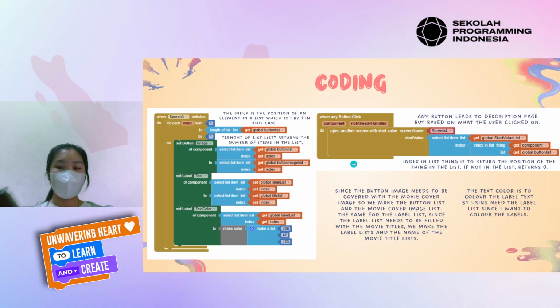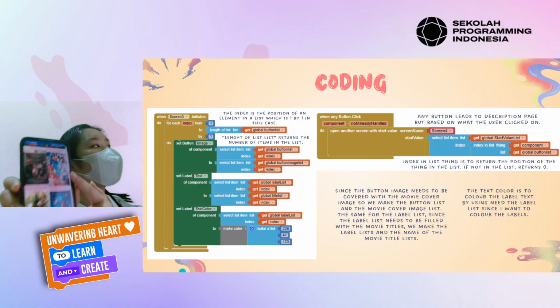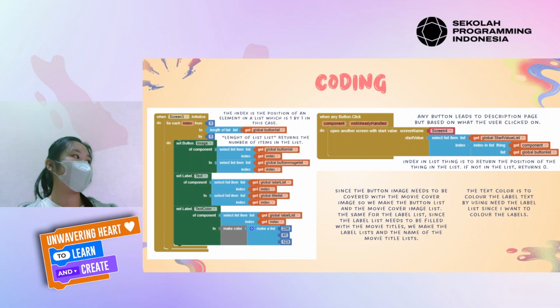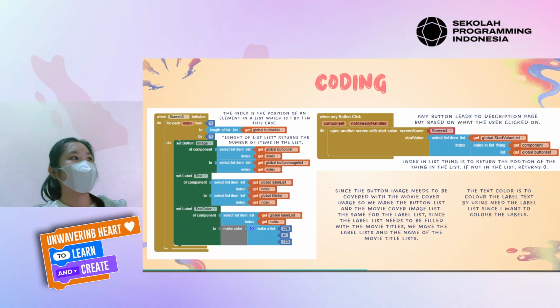Since the button image needs to be covered by the movie cover image, it will be select list item, list: get global button list with the index, to select list item in the get global button image list. It is the same for the label tags. Use select list item from the global label list to select list item, list: get global title list. The text color is optional, but here you can also color the label list by setting the color.